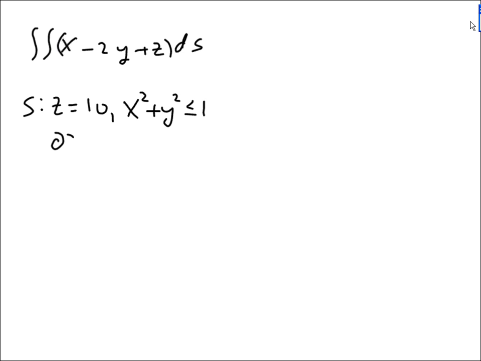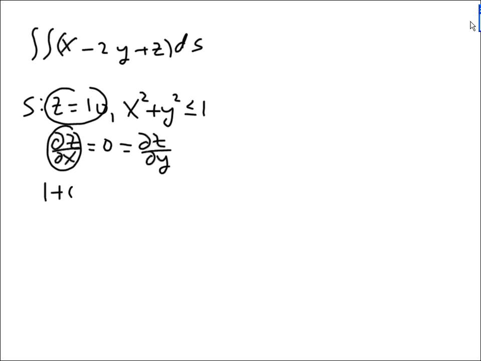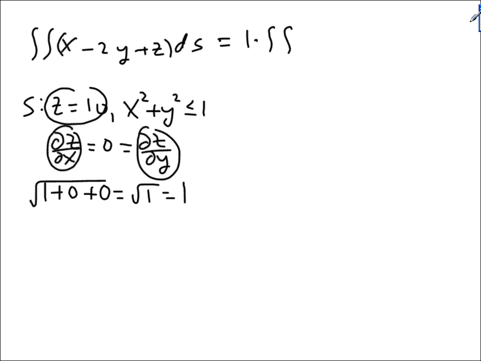Well, then the partial of z with respect to x is 0, and the partial of z with respect to y is 0, because z is a constant. So the square root of 1 plus this squared plus this squared is just 1. So we need to multiply this integral by 1. And z is 10. So it's x minus 2y plus 10, say dx dy.